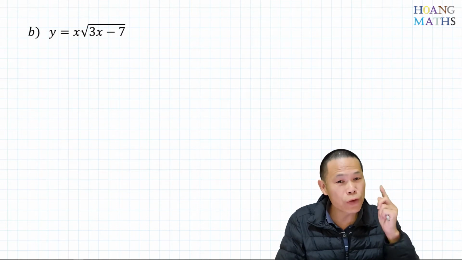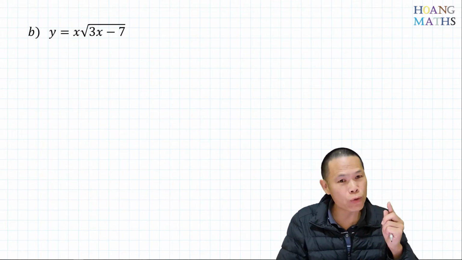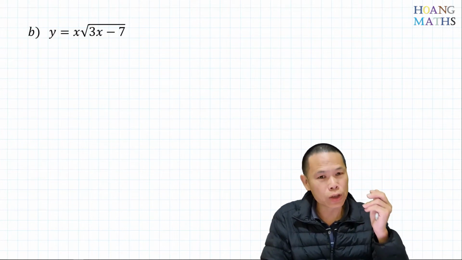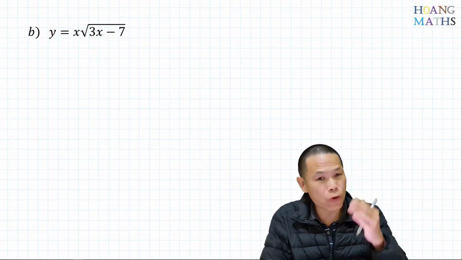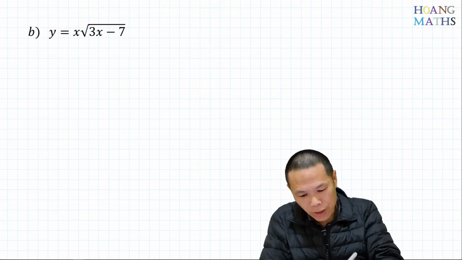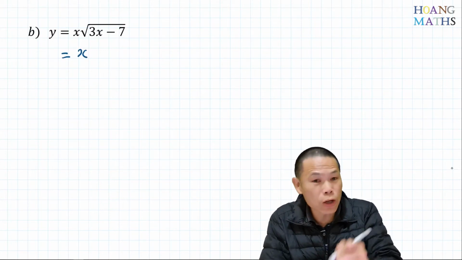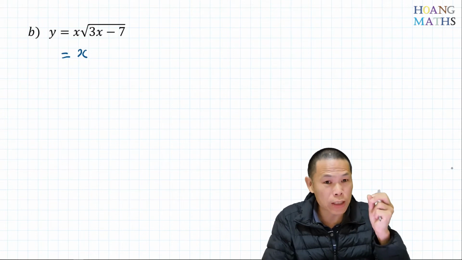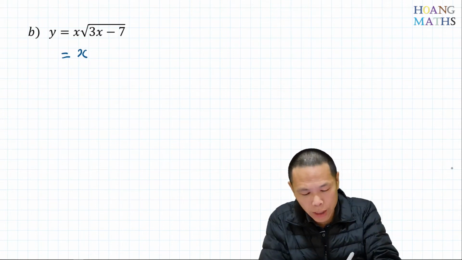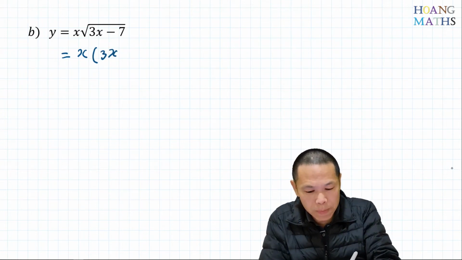So to do this, first of all, we need to write the square root form into index form first, okay? So that is power of a half for 3x minus 7. So let me just rewrite this. I write equal because I'm not doing anything yet. I'm just writing a different form, okay? Keep that in mind. So 3x minus 7 to the power of a half.